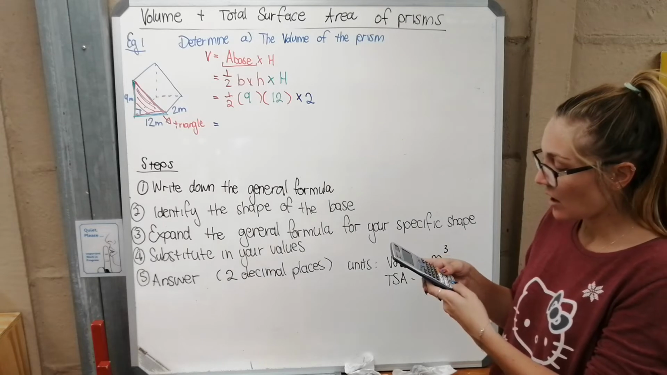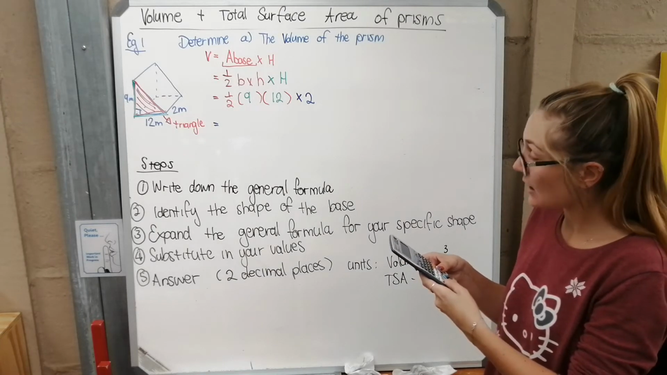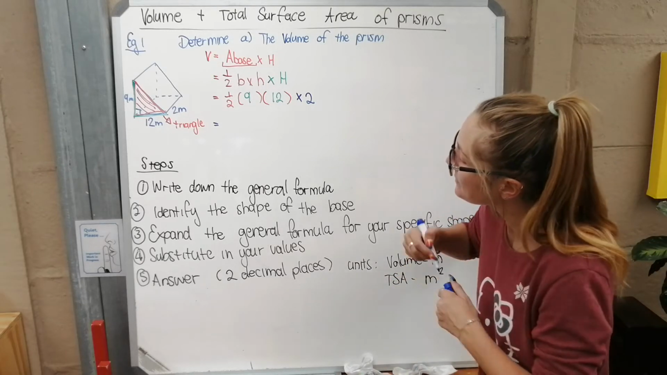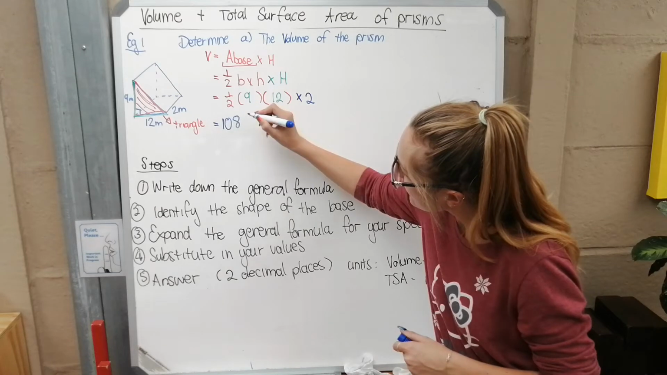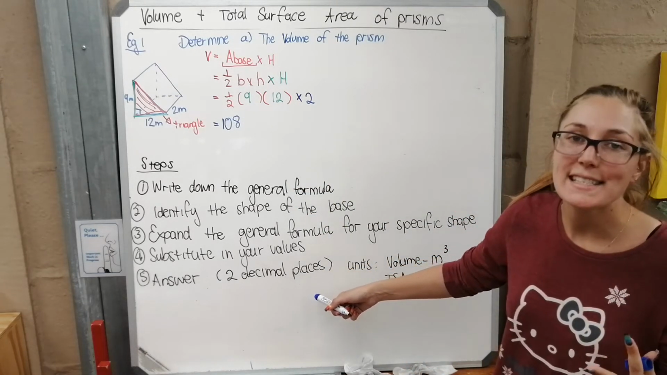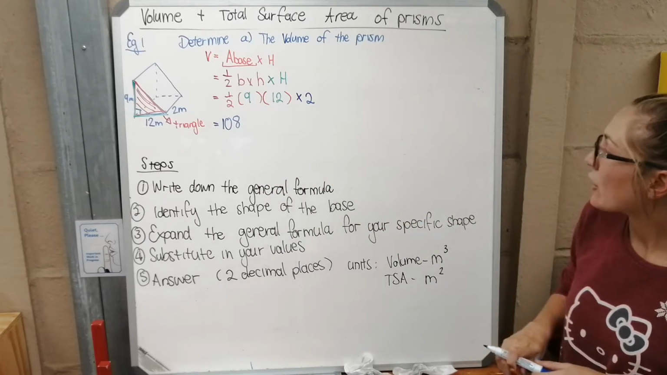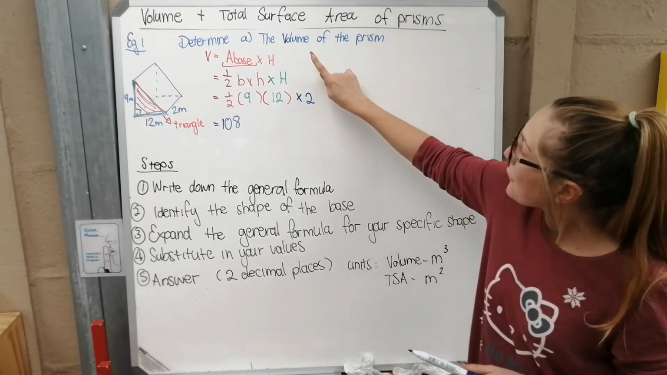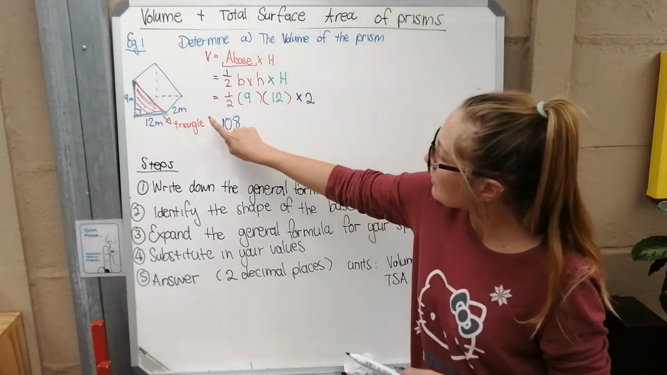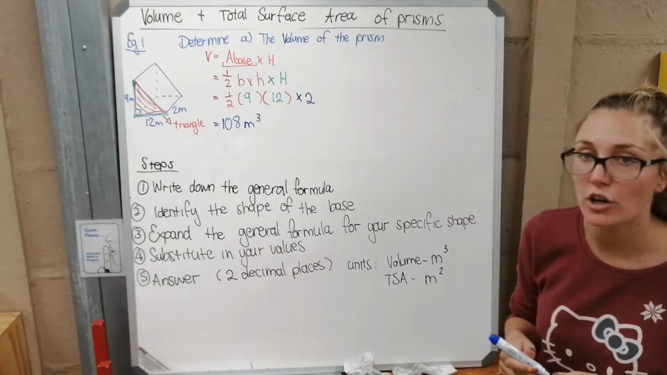So we're doing a half times 9 times 12 times 2, and we get 108. The instructions are to round off to 2 decimal places, but you only do that when it's necessary. Here we don't have any decimals, so we don't have to round off. And our units, we're doing volume, so it's meters cubed. Let's just check, is it meters? Yes, so it's 108 meters cubed for the volume.